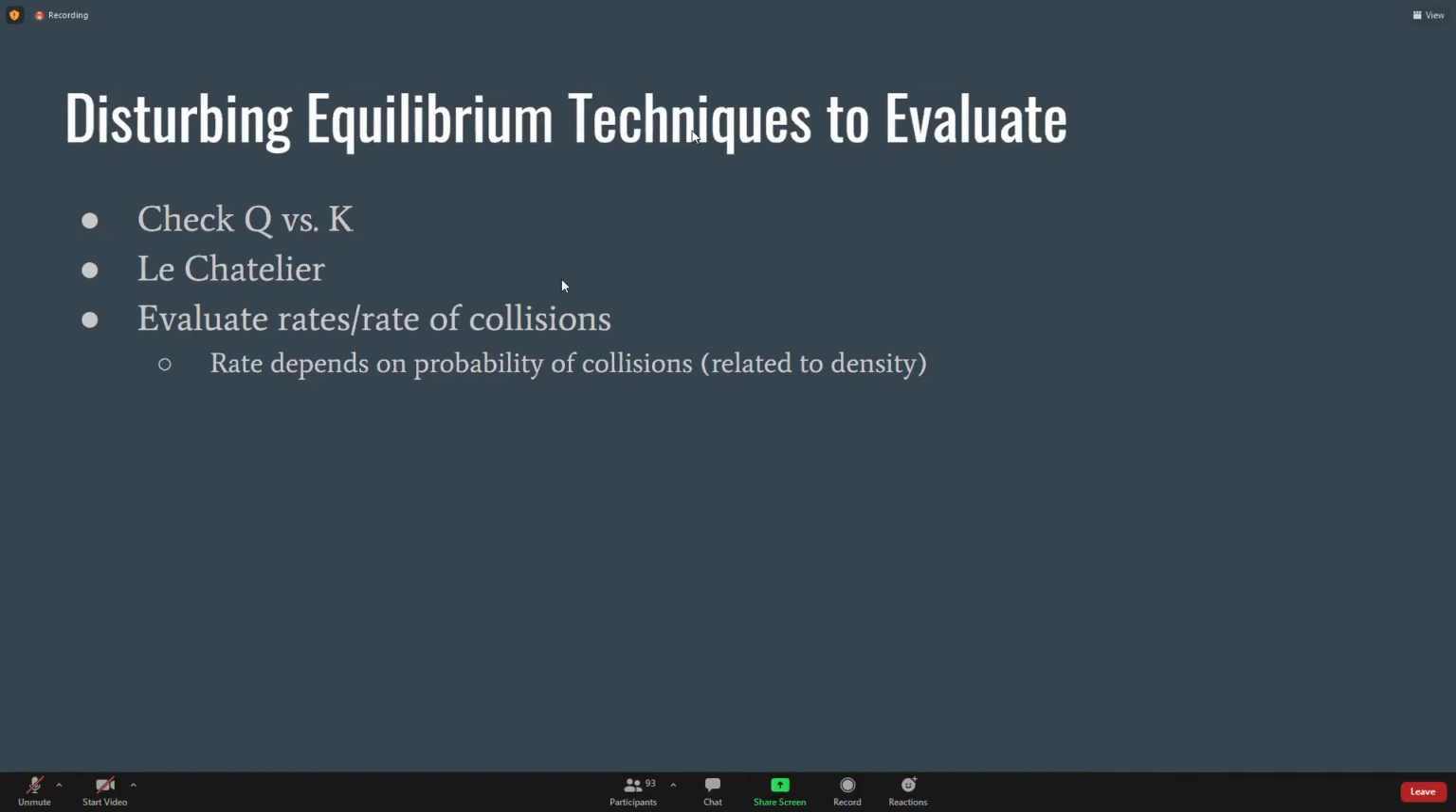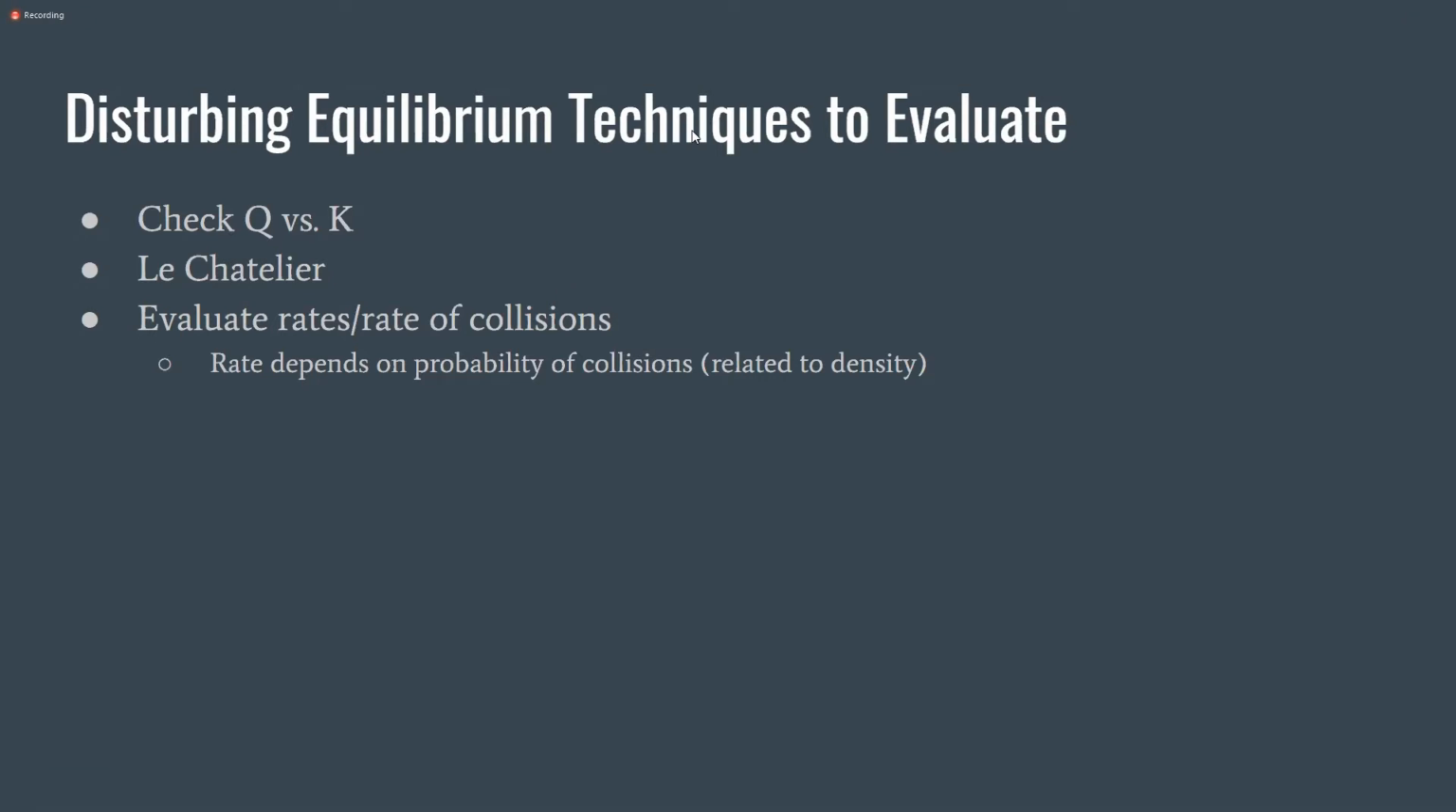And it's important for you to read the questions very carefully and see which one they're asking for. If the question is asking for Le Chatelier, you don't need to go into rates. But if the question is asking you to evaluate rates or rate of collisions, you cannot just say there's this stress, so the reaction shifts this way. That would not be enough of an explanation. So always check what the question is asking for.